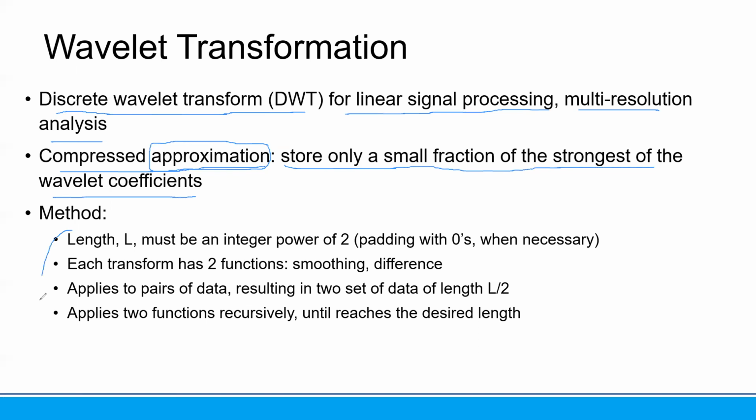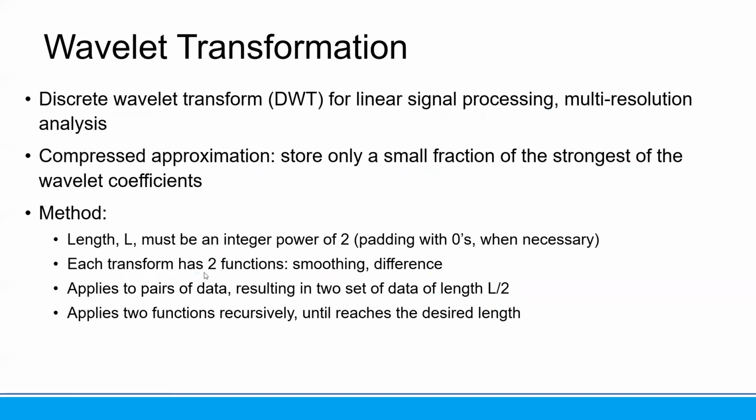So the method is this one. We have the length, which must be an integer power of 2. Each transform has 2 functions: smoothing and difference. It applies to pairs of data, resulting in 2 sets of data with length L divided by 2. And it applies the 2 functions recursively until it reaches the desired length. What does this mean? Maybe you have difficulties understanding the method.